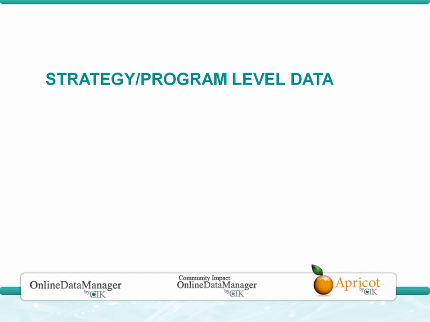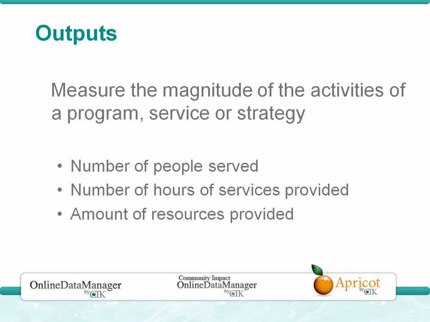So now let's drill down with some definitions around the strategy program level data. The first one is outputs. And outputs measure the magnitude of an activity of a program, service, or strategy. So at the outputs, we're measuring the number of people served, the number of hours of services provided, the amount of resources provided. As I think you're all aware, it doesn't tell us anything about the impact or the outcome. All it's talking about is the productivity around a different program, service, or strategy.